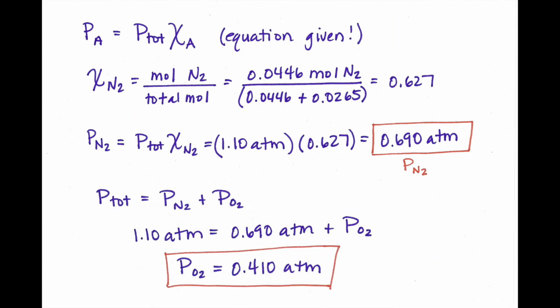Now that we have the partial pressure of nitrogen, the easiest way to get the partial pressure for oxygen is to use Dalton's law of partial pressures and recognize that we know the total pressure and the partial pressure of one of our components, and we can set up the equation to then solve for the other component in our mixture. In this case, our total pressure is equal to the partial pressure of nitrogen plus the partial pressure of oxygen. We know the total pressure and we know the partial pressure of nitrogen, so we can solve for the partial pressure of oxygen to be 0.410 atmospheres.